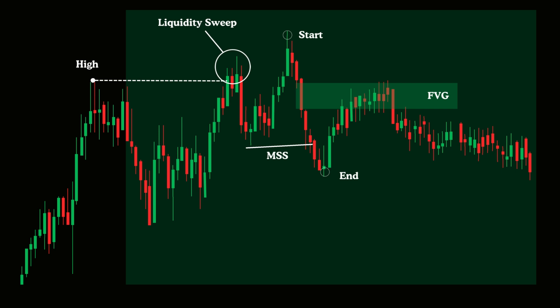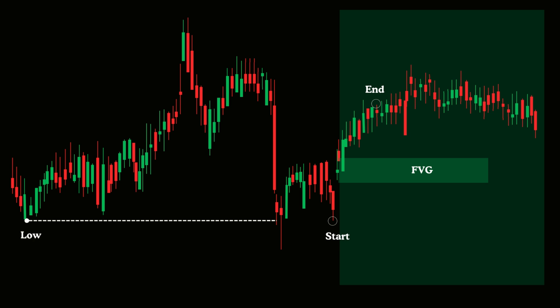But when we apply the Fibonacci retracement tool, it becomes clear that only this specific gap falls within the premium zone of the range, making it the only one we're interested in trading. Let's move on to the following day.